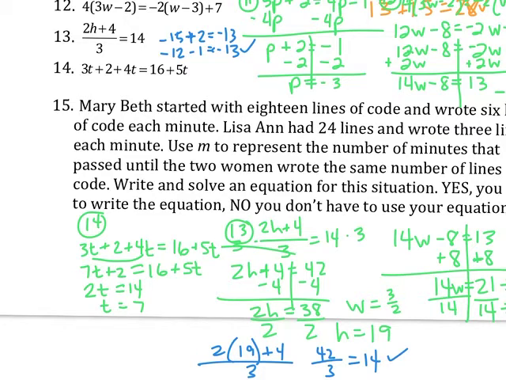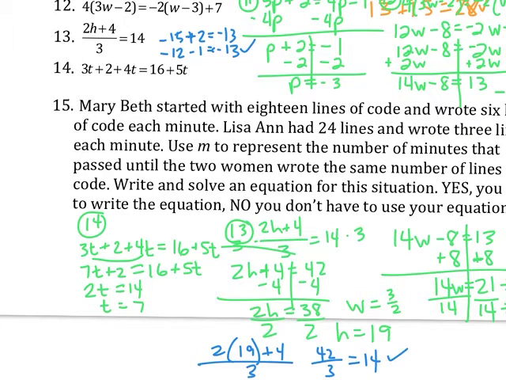On this next one, I skipped a bunch of steps writing them out, but I'm going to show you what they are now. So let's look at it. 3t plus 2 plus 4t equals 16 plus 5t. Now first, like terms. Add them together. Now I can go through and solve.